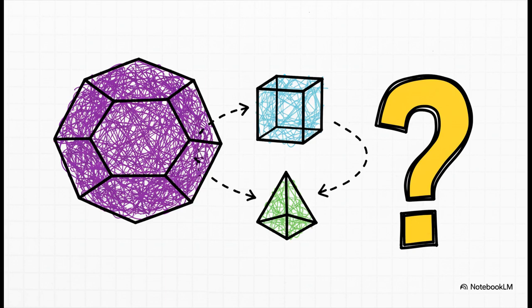And just to show you this isn't about simple shapes, here's a dodecahedron. This thing is a beast. 12 faces, 30 edges, and 20 corners. The numbers are just all over the place. So what is it? What could possibly connect these 3 wildly different objects?